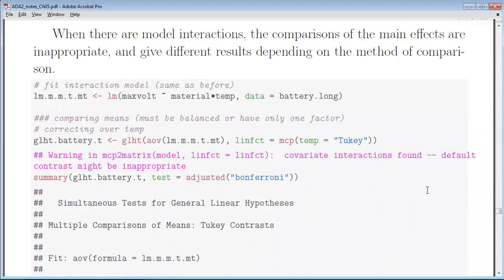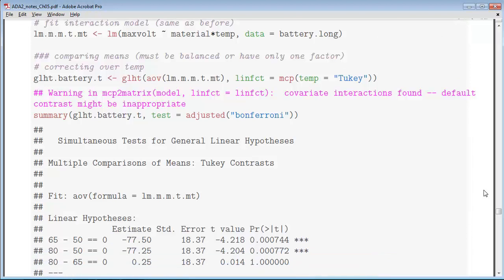When there are model interactions, we can get different results, and so that's where lsmeans is going to save us. So here is our interaction model again. Here I've just named it to have that interaction piece by my naming convention. Here we'll do the general linear hypothesis test, and we get this warning that we've got interactions, so beware.